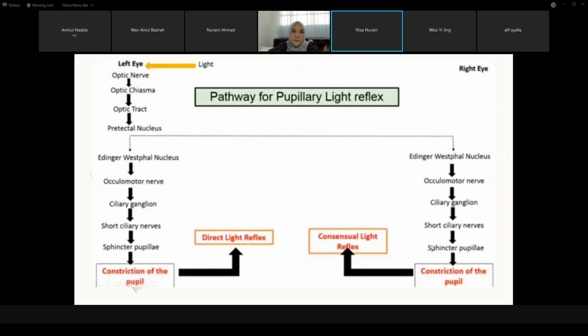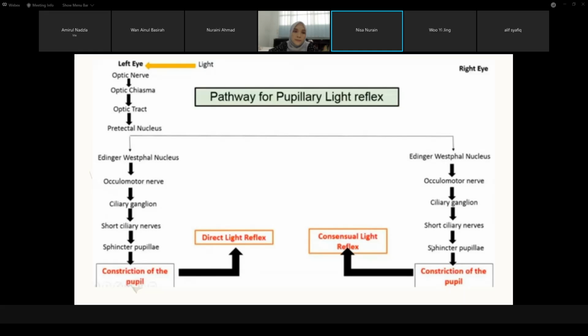So this one maybe you can see more simply, it is easier to see. So for example, when the light goes to the left eye, as I said before, it will pass to the retina, and then it goes to the optic nerve, and then flows to the optic chiasm, where the information will be decussated, which forms an X, and then it goes to the optic tract, and then the pretectal nucleus.